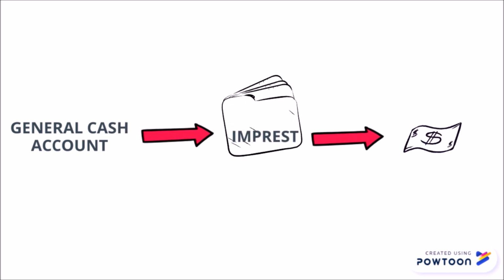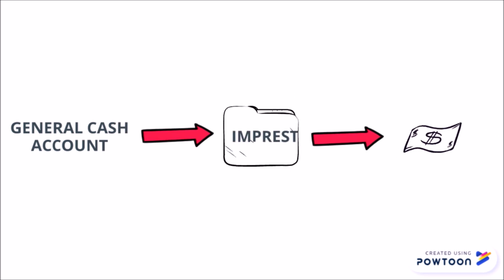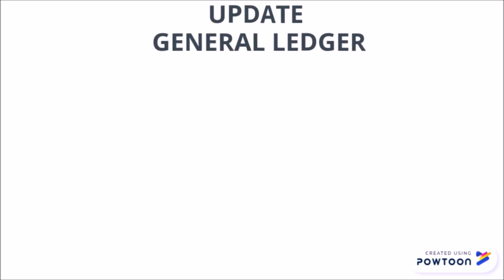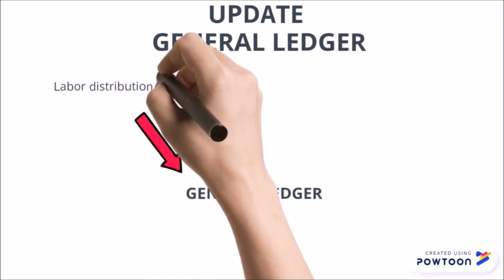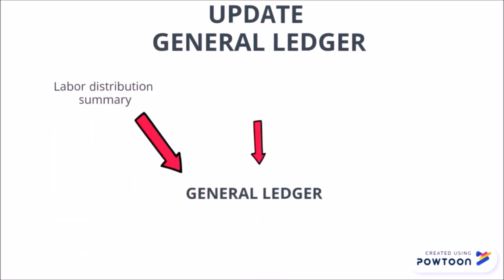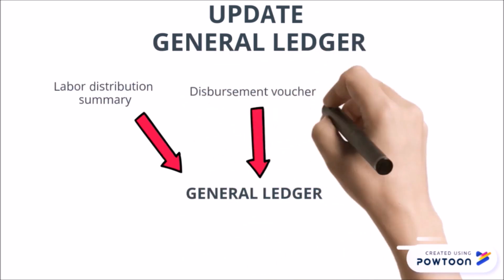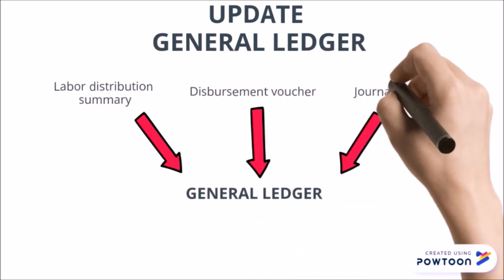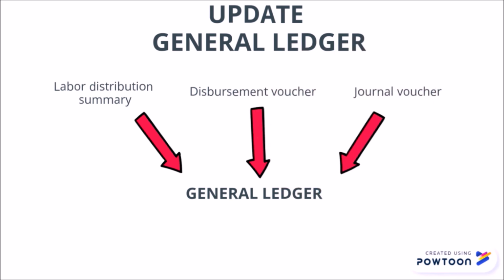Finally, a journal voucher is prepared and sent to the general ledger function. Finally, the general ledger function receives the labor distribution summary from cost accounting, the disbursement voucher from AP, and the journal voucher from cash disbursement. With this information, the general ledger's debits and credits must be equal.